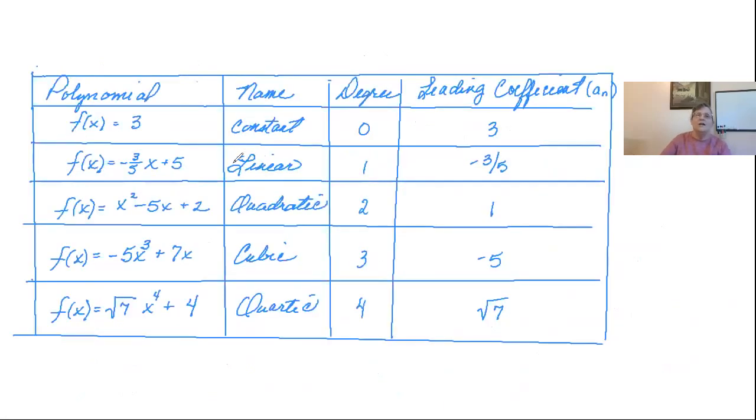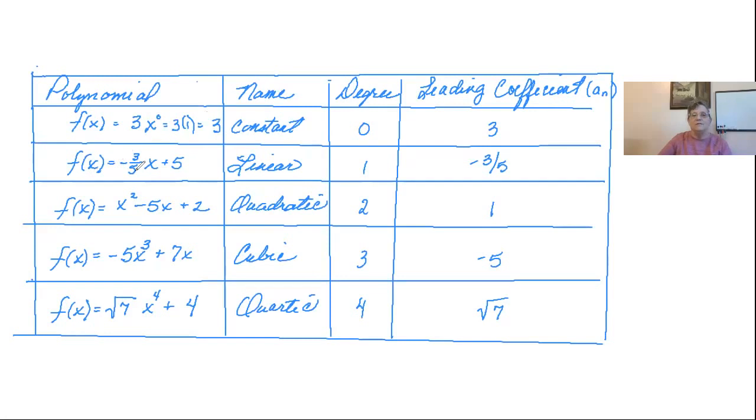Some polynomials have special names based on what their degree is. For instance, if we just have f of x equals 3. Now 3 is just a constant, doesn't have any variables, so this is actually called a constant function. And its degree is 0 because we could write this as 3 times x to the 0, because that would be 3 times 1, which is still just 3. And the leading coefficient would be the 3 because that's all there is.